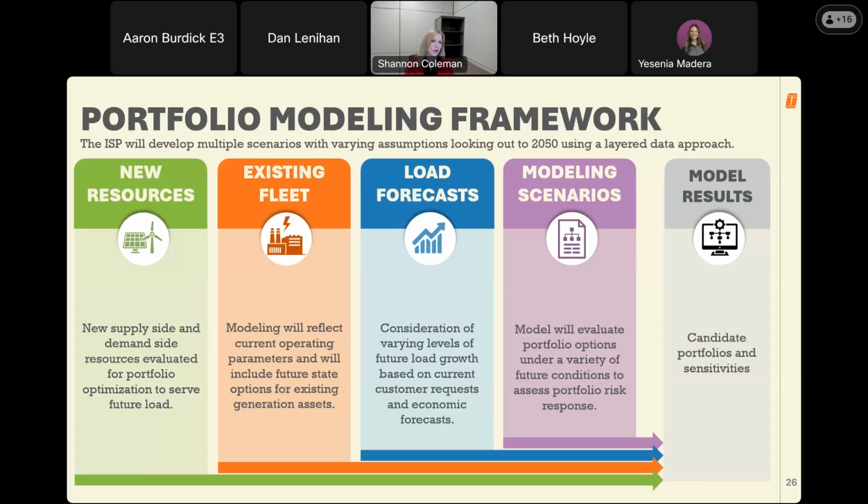Dan mentioned this earlier, but it's important to note that the recommendations that come out of the ISP will focus on a 10-year action plan. Focusing on a near-term plan allows us to make plans incrementally and allows us to adjust as parameters change into the future. So we'll discuss each of these 4 input categories on the next slides.